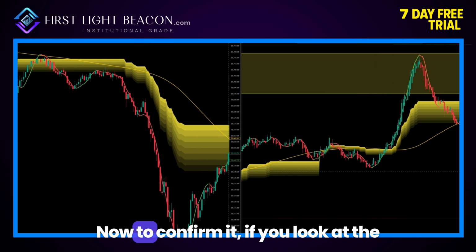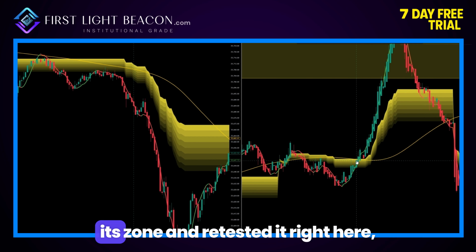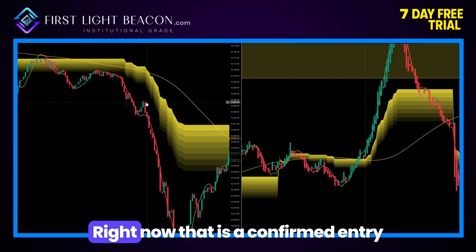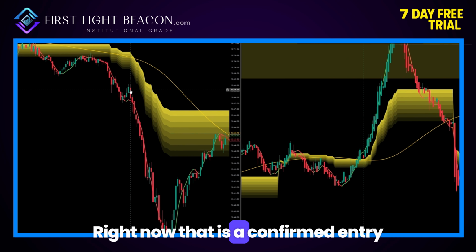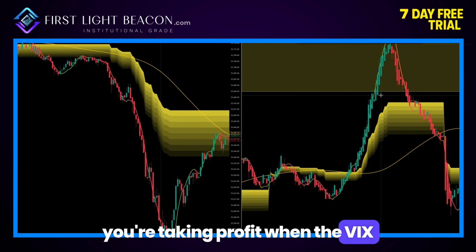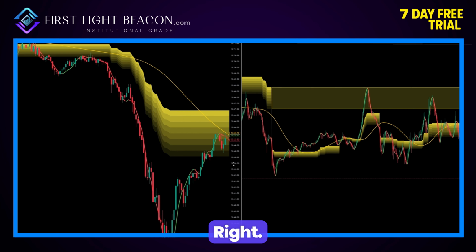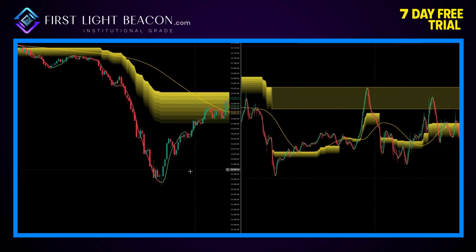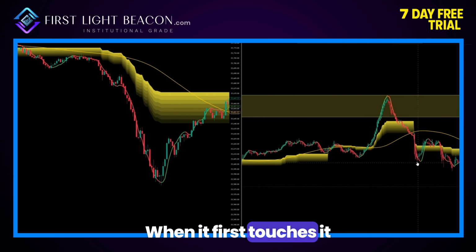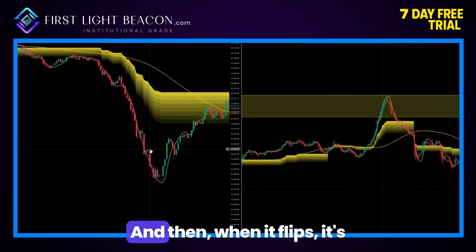Now, to confirm it, if you look at the VIX, it has crossed up through its zone and retested it right here, right? Now, that is a confirmed entry that you could short this, and then you're taking profit when the VIX actually gets up into the 4-hour end cap right here, right? And that's going to be almost at the bottom. When it first touches it is where you would want to start trailing your stop loss, right? And then when it flips, it's at the bottom right here.